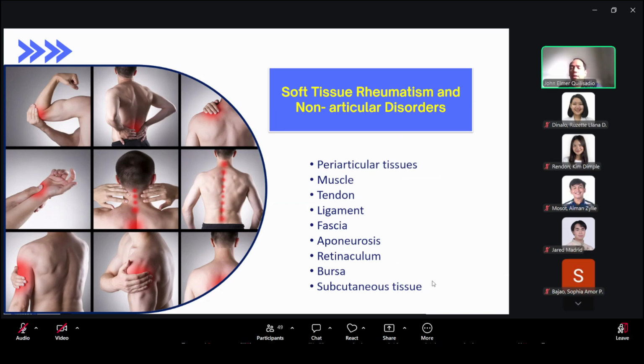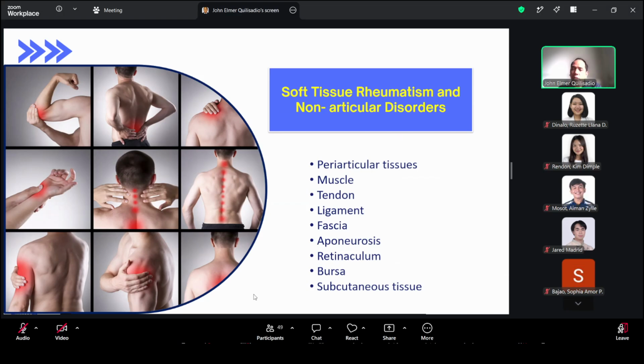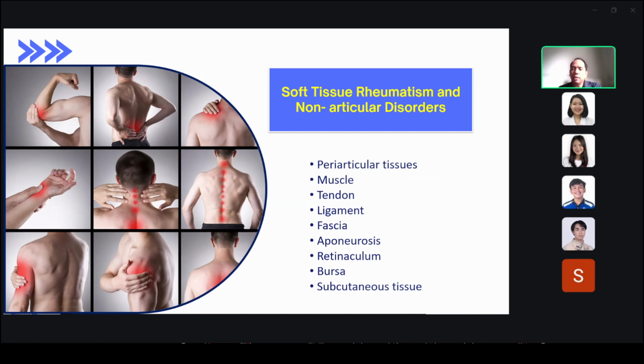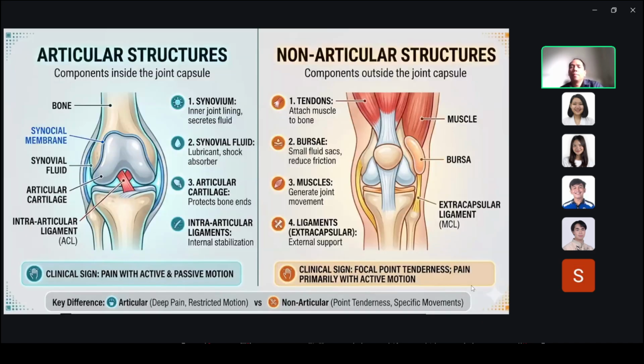surrounding the joint. Like we have the periarticular tissues: the muscles, the tendon, the ligament, the fascia, aponeurosis, the retinaculum, the bursa, and the subcutaneous tissue. Those are the different parts that surround the joints and pertain to the non-articular structures. And if ever patients complain of that pain, definitely they have a soft tissue rheumatism or non-articular disorder.